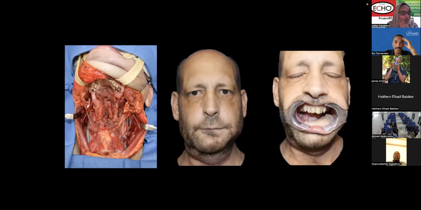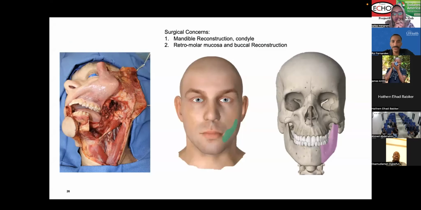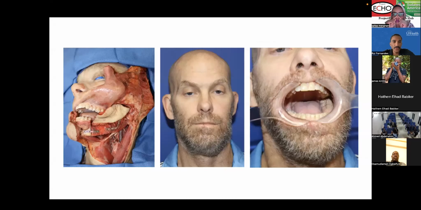Now, in some of the cases, you have the need for compartment resection. I believe I showed this gentleman before, but if you disarticulate the mandible, in this case, you have a condyle that is missing as well. You have to think about how you're going to reconstruct that condyle. Can you do that with a free tissue transfer? And yes, this is, again, using a fibula subcutaneous flap. We are able to do the mandibular reconstruction, including the condyle, as well as the soft tissue component.